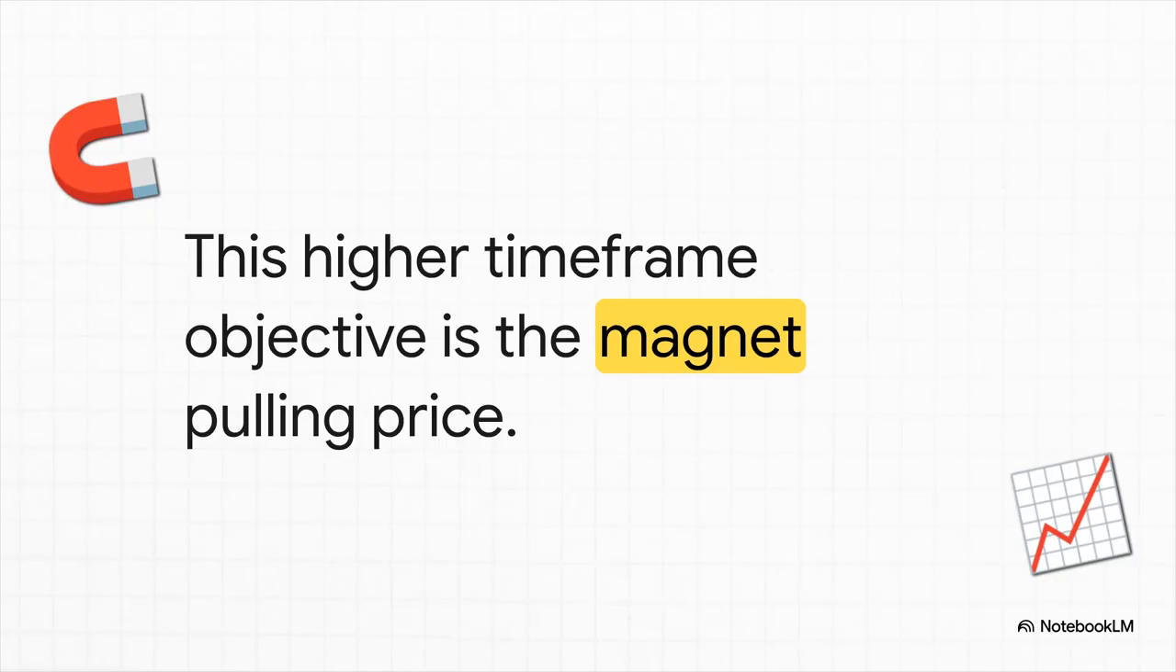And this right here is the whole point. Once you've identified that big institutional level target, everything else just clicks into place. It's like having the answer key to the test. All that noise on the lower time frames, it's not random anymore. You can see it all through the lens of this higher time frame objective. We know where the train is headed, now we just have to find the right station to hop on.